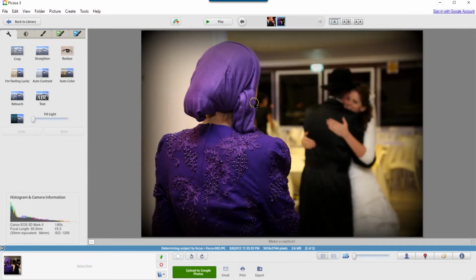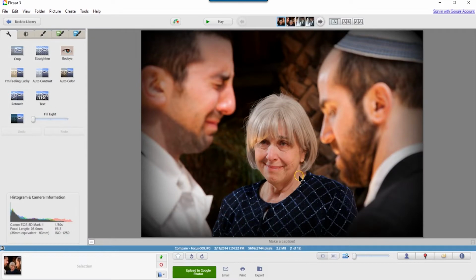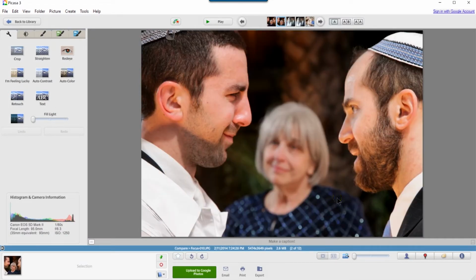In this image, the mother is sharp, and the bride is blurry, which means the mother becomes primary, and the bride becomes secondary. So let's look at a few examples of this. This is a picture of the mother looking at her son under the wedding canopy, and this is a picture of the son being looked at by the mother.